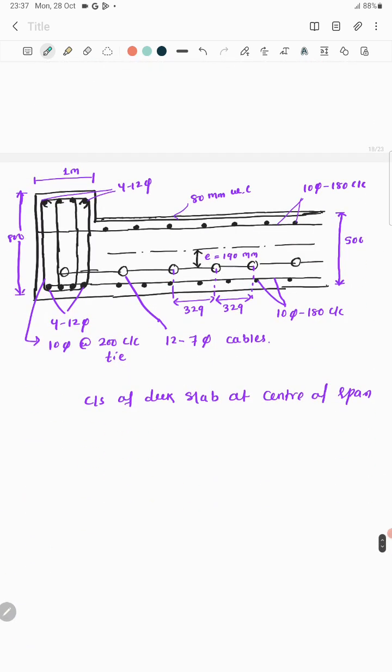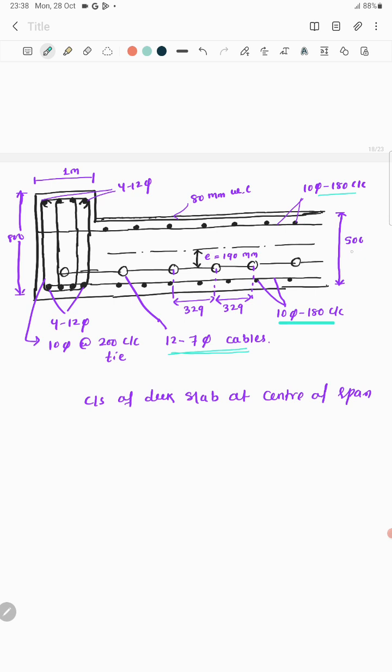Now this is the cross section of deck slab at center of the span. This is the figure showing cross section of the deck slab at center of span. So this is the tendon, 12 number of 7 mm dia cables. They are the tendons. Then the supplementary reinforcement, I have taken 10 mm dia reinforcement, 180 mm center to center spacing both at the top and bottom and in both the directions, both transverse and horizontal.